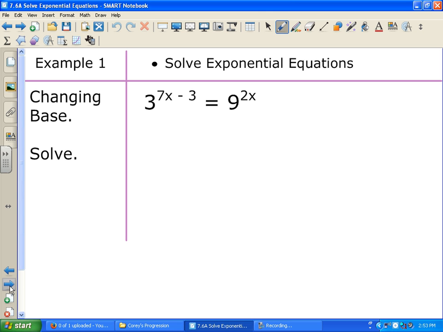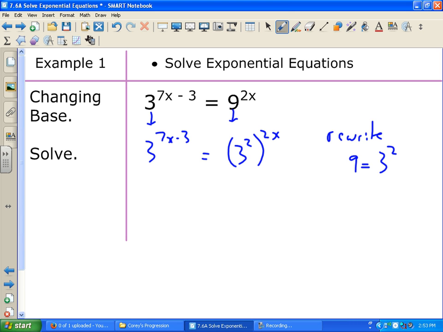But I can rewrite, I'm not going to rewrite my 3 to the 7x minus 3, I can rewrite the 9. Instead of writing 9, I'm going to write 9 as 3 squared. So again, matching up the bases. 3 squared raised to the 2x. You should know how to simplify the right-hand side.